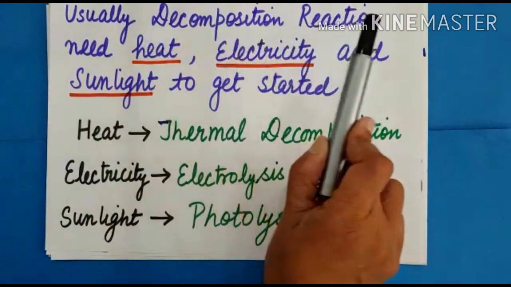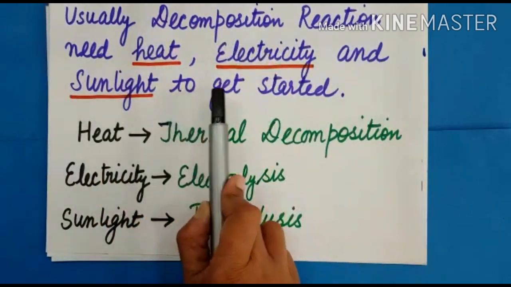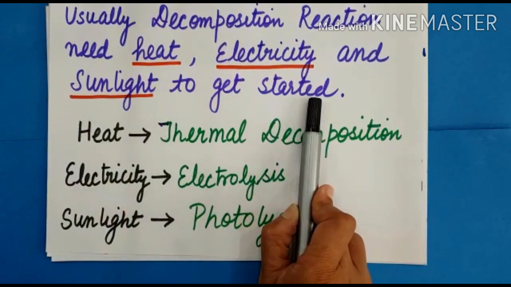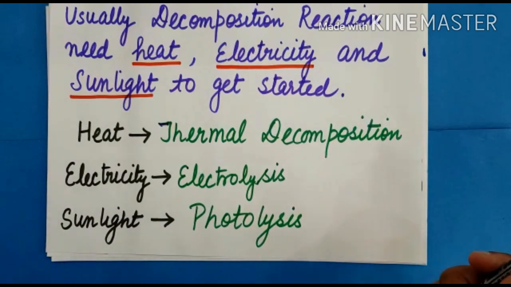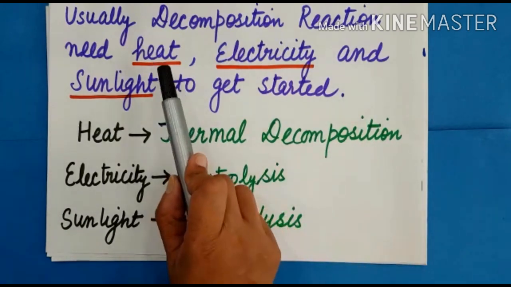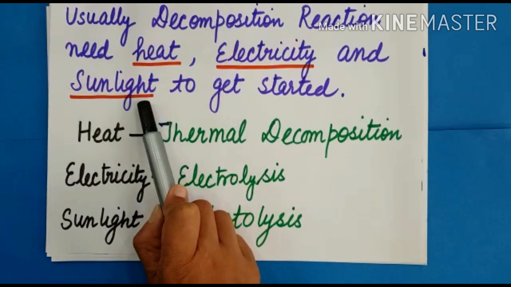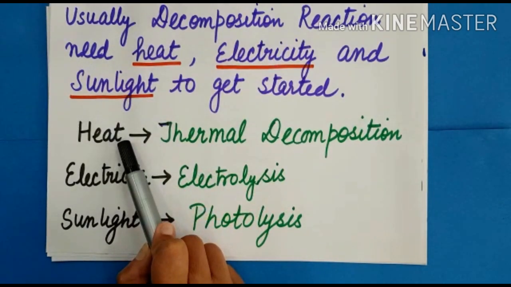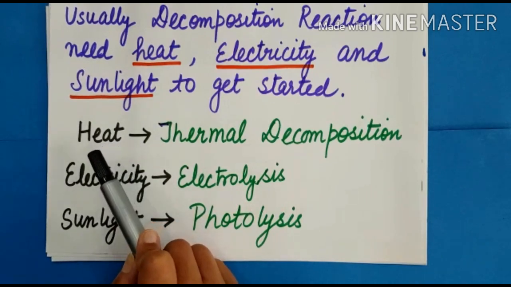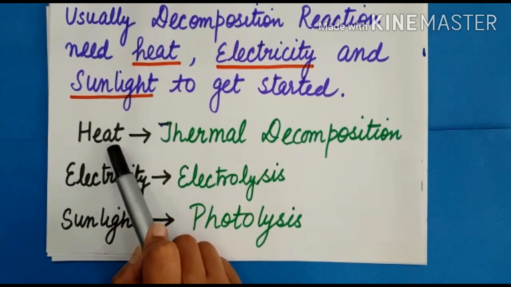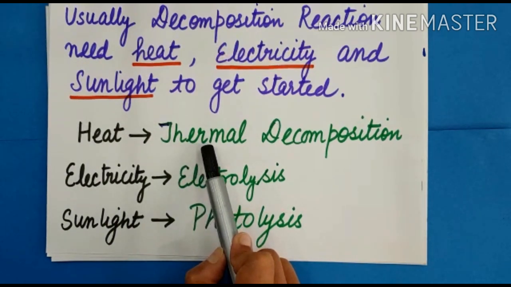Usually decomposition reactions need heat, electricity or sunlight to get started. It means when we want to break anything, we need energy, and energy can be in the form of heat, electricity or sunlight. When the decomposition reaction takes place in the presence of heat, and the energy is provided in the form of heat, then this kind of decomposition reaction is known as thermal decomposition.